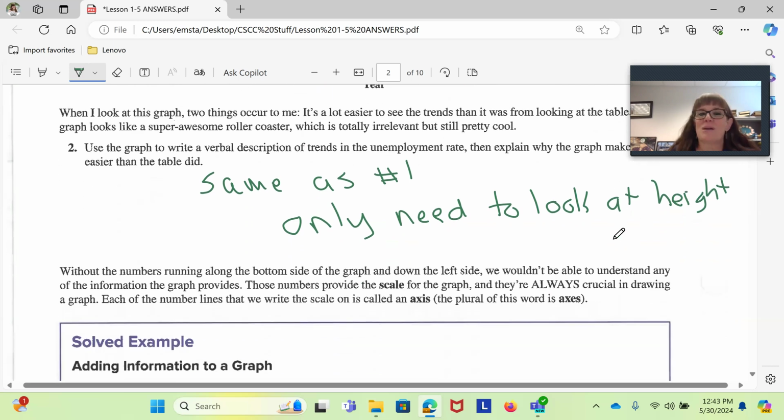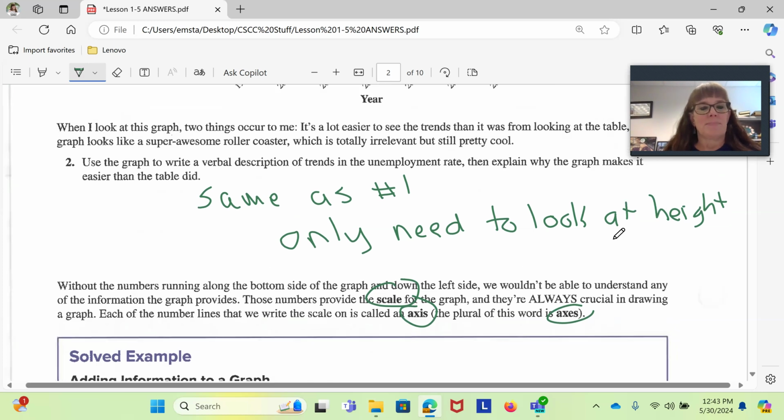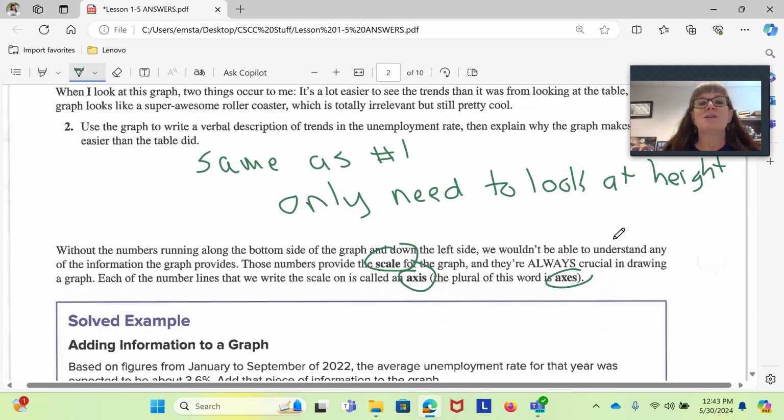Now, one thing they mentioned right below this question is without numbers along the bottom side and the left side of the graph, we wouldn't be able to understand what the graph says. So a few things this graph needs. The graph needs a scale. Those are the numbers across the bottom and along the side. You have to tell your reader what they're looking at. We also need the axes. One axis is singular, 2 is axes. And you probably should have labels.